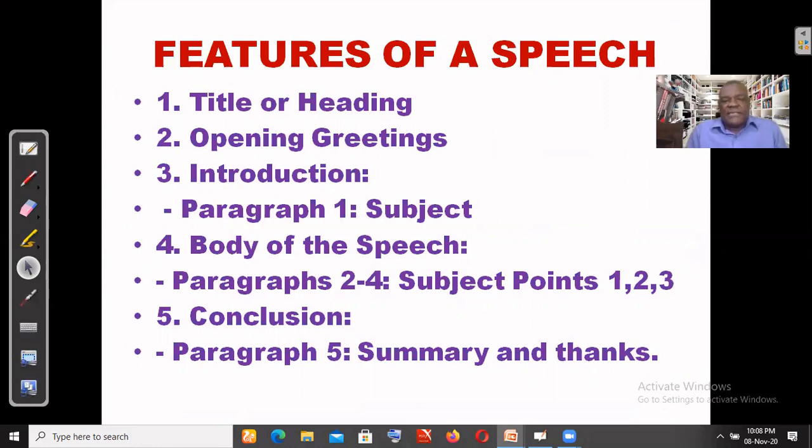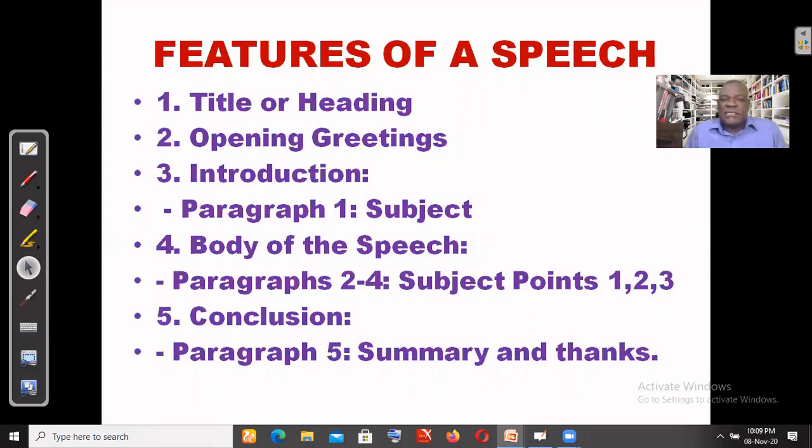Now, the first feature of a speech is the title or heading. Of course, we have looked at the question, and it is from the question that we create our title or heading. And the title or heading, we can just use capital letters to present everything, and we don't need to underline. We shall look at it when we get into the illustration.